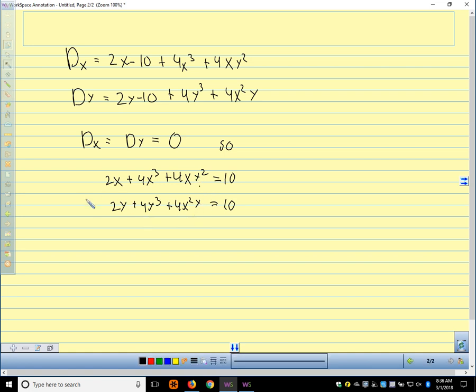So that's our system of equations, and we need to solve for x and y. I'm going to call this equation 1 and this equation 2. What are we going to do here?